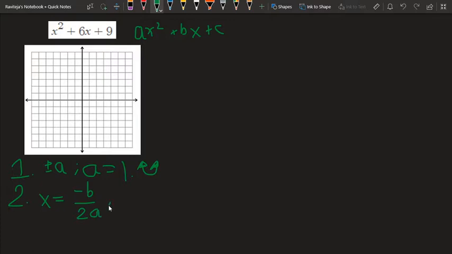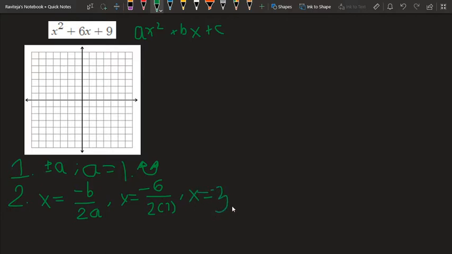So using that formula, let's plug in our values. So we get x equals negative 6 over 2 times 1. And then 2 times 1 is 2, and negative 6 divided by 2 is negative 3. So x equals negative 3.